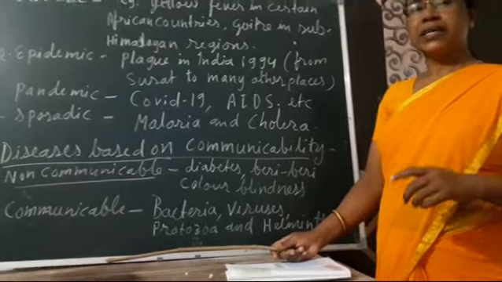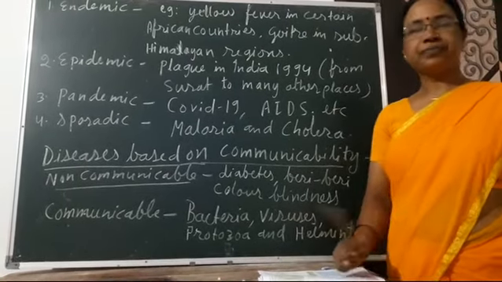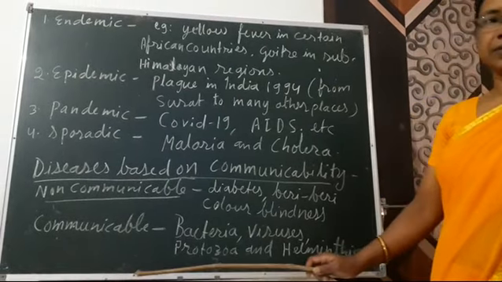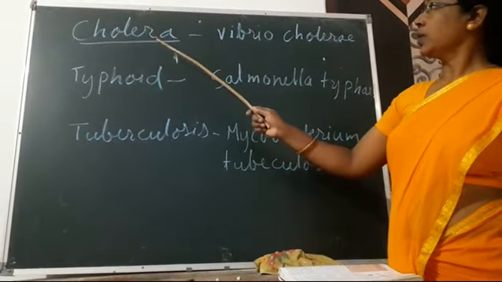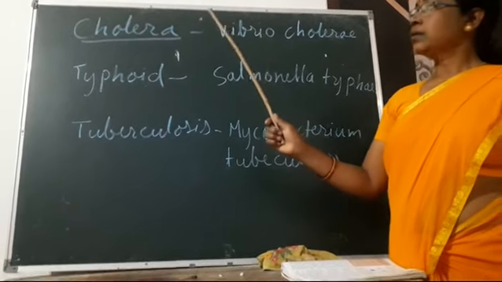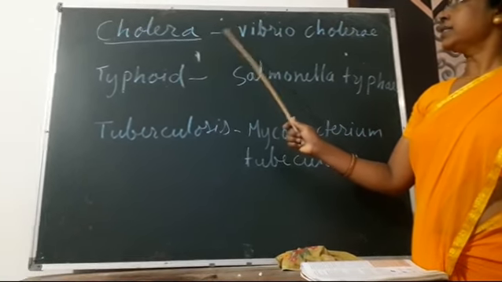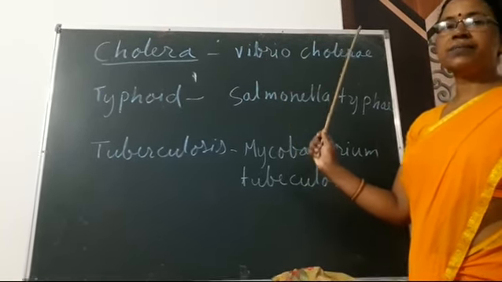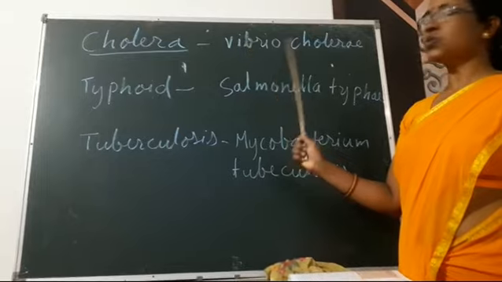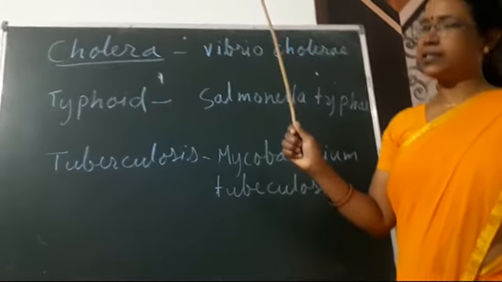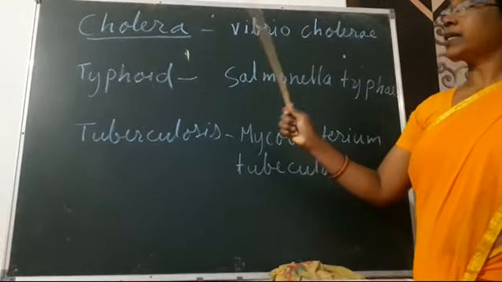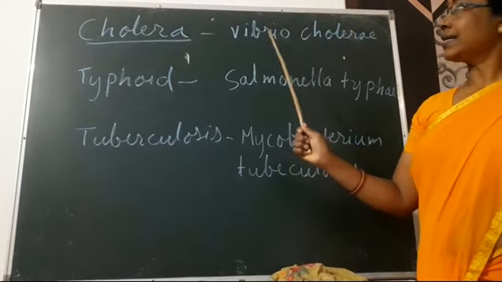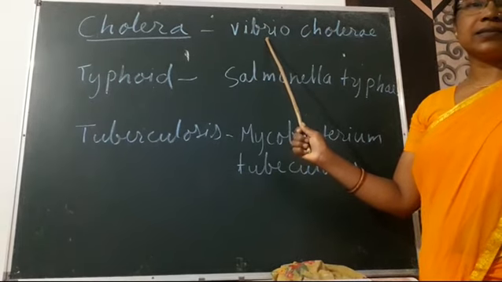So, next we will see about the bacterial diseases, and first, cholera. This disease is caused by Vibrio cholerae. The bacterium name is Vibrio cholerae. Must know it. Cholera is caused by Vibrio cholerae, and it attacks the intestinal tract.